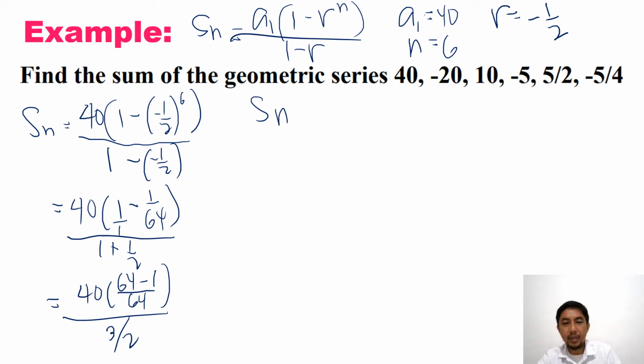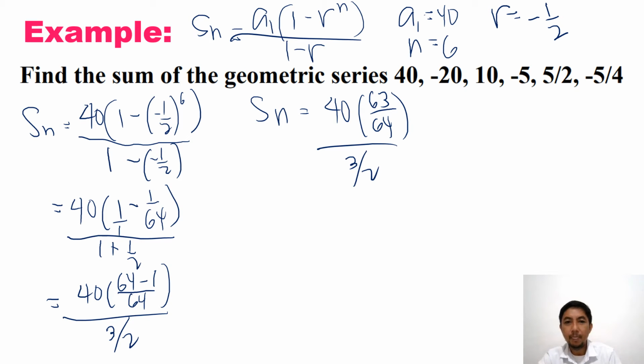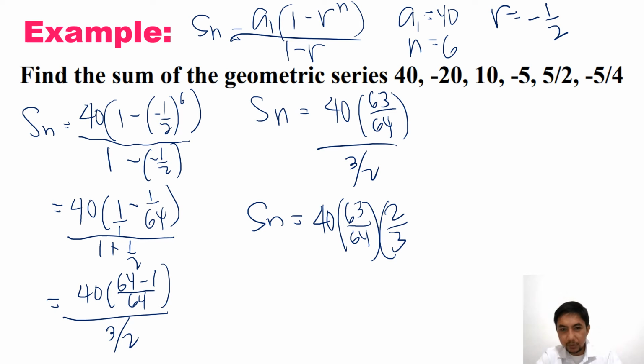So, we are given S sub n equals 40 times 64 minus 1, which is 63, all over 64, divided by 3 halves. Then, if we are going to divide a number by a fraction, just get the reciprocal of the denominator and then proceed to multiplication. So we can rewrite this as 40 times 63 over 64 times 2 over 3.